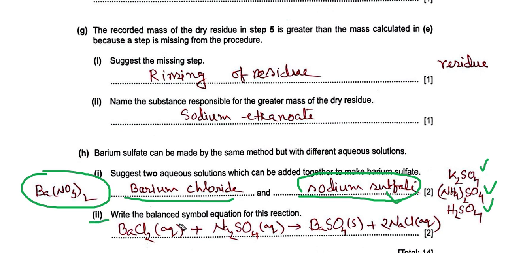Number 2, write the balanced simple equation for this reaction: barium chloride aqueous and sodium sulfate aqueous give barium sulfate, white precipitate, solid, and sodium chloride aqueous.